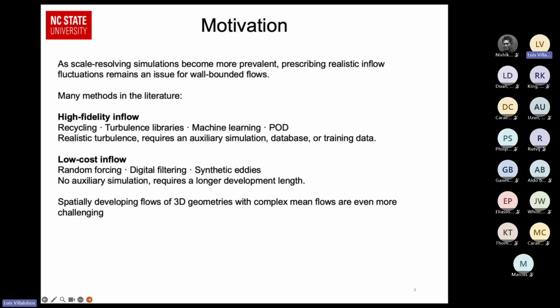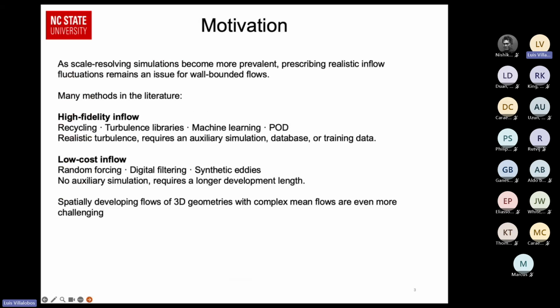These work very well. You can get a fully developed turbulent flow with a very short development length, but these usually require some sort of extra simulation or a database. So these don't have as much flexibility as we might like. There are also low-cost types of inflow, which basically enforce synthetic eddies into the start of the domain. These are things like random forcing, digital filtering, or the synthetic eddy method. So these have the advantage that you don't need an extra database in order to generate the fluctuations, but these usually require a longer development length for the boundary layer to become fully turbulent.